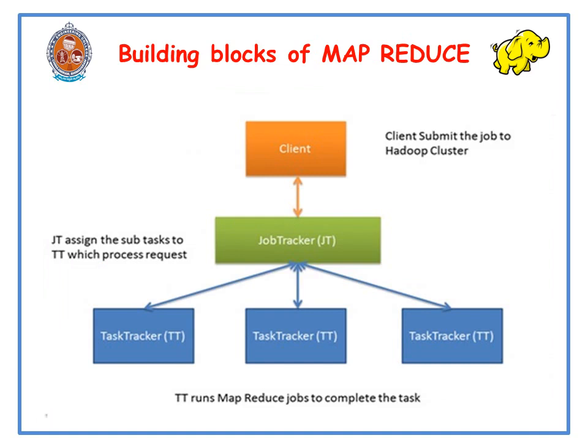Now we will discuss the building blocks of MapReduce. Here we have two services, one is job tracker and the second one is task tracker. Both are used for processing data stored in HDFS. Here job tracker acts as master and task tracker acts as slave.